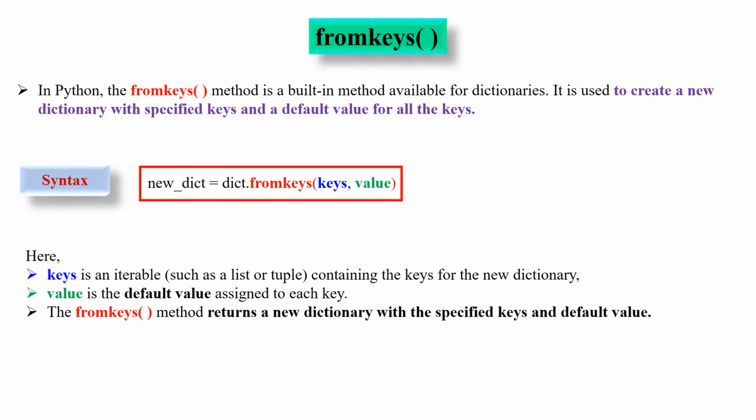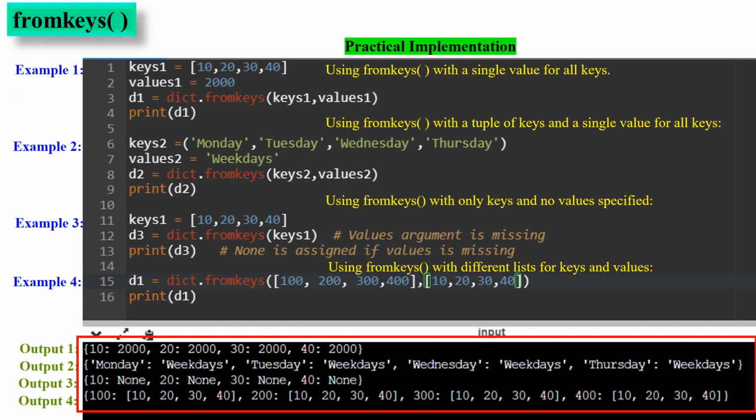Let's learn about the fromkeys method in dictionary. In Python, the fromkeys method is a built-in method available for dictionaries. It is used to create a new dictionary with specified keys and a default value for all the keys. The syntax is new_dict = dict.fromkeys(keys, value). Here, keys is an iterable, such as a list or tuple, containing the keys for the new dictionary. Value is the default value assigned to each key. The fromkeys method returns a new dictionary with the specified keys and default value. Revise these examples given here.